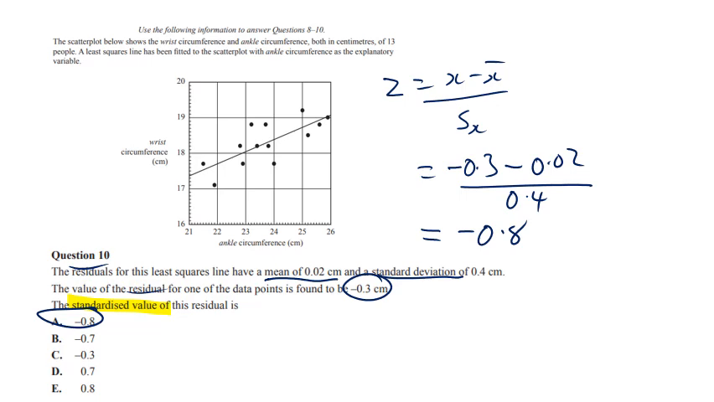Good question to have a look at. Standardized value, don't get freaked out because they're talking about standardized value of the residual. But really, I mean, standardized value, you've got the formula, you've got the 3 values, stick them in, you'll be fine.